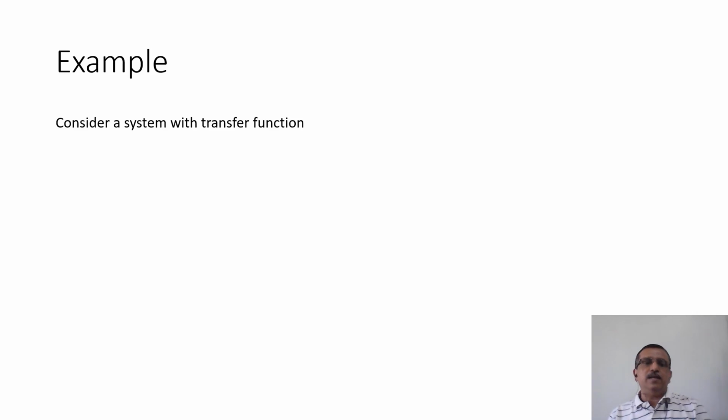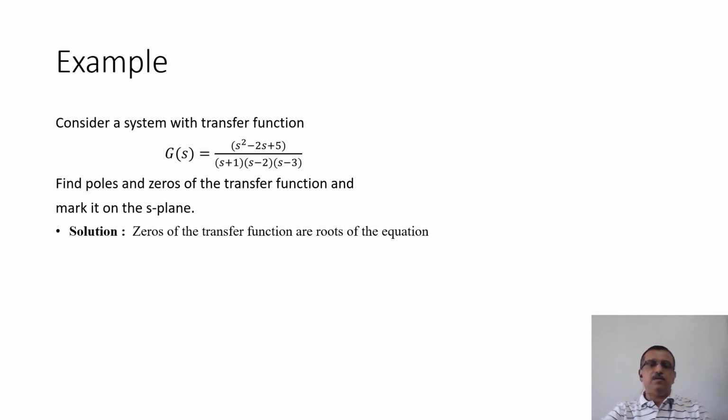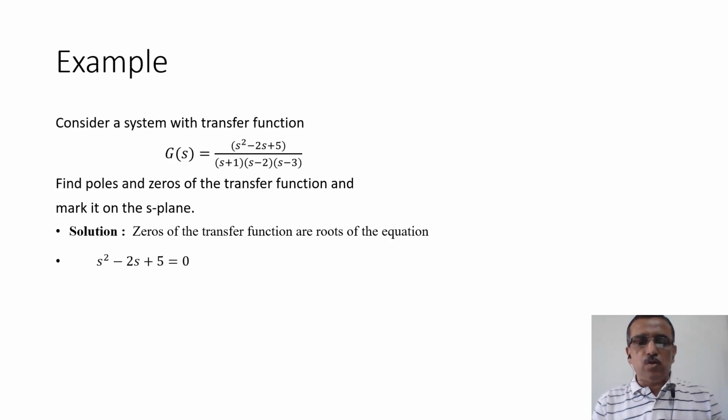Let us consider another example. Consider the system with transfer function G(s) equal to (s square minus 2s plus 5) divided by (s plus 1) into (s minus 2) into (s minus 3). Find the poles and zeros of the transfer function and mark them on the S-plane. The first part is easy for us. Zeros of the transfer function are the roots of the equation numerator polynomial equal to 0. So zeros means this numerator s square minus 2s plus 5 equal to 0. When will this become 0?